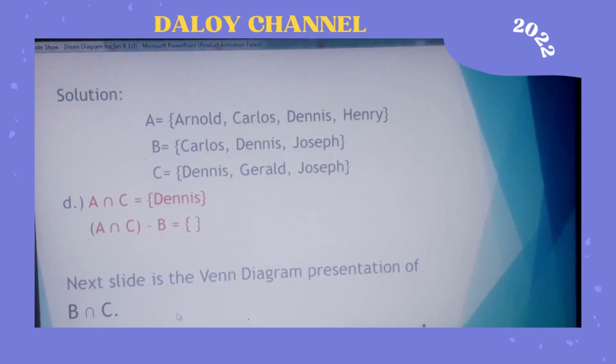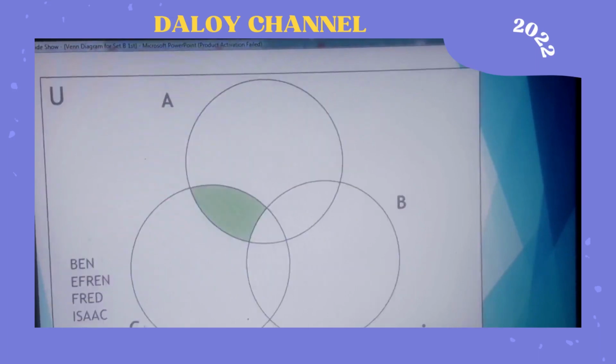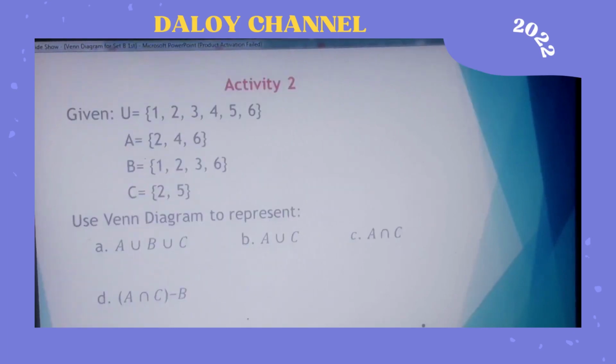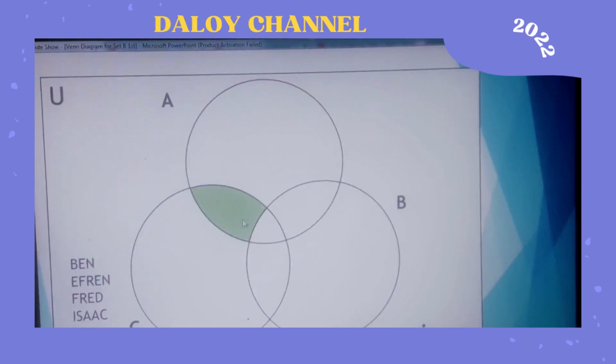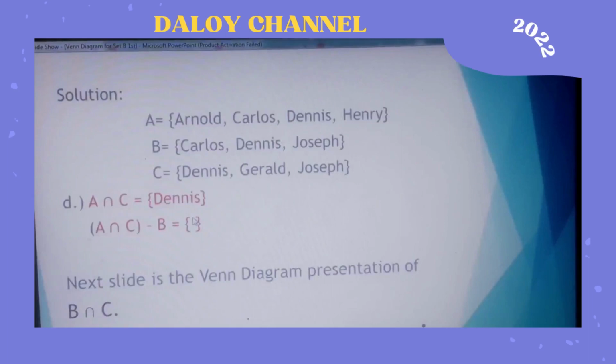Next, for the intersection between A and C. So we have Dennis only. So how it will appear in the... So Dennis... Sorry. There's no common between A and C. So what we are going to do, since Dennis is in the center, so no common between A and C, it's an empty set. So just shade the area. Okay?